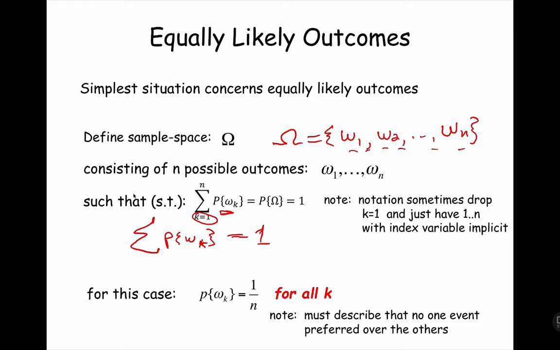Okay, in this particular case, if you have a bunch of equally likely outcomes, and there are n many of them, the probability, just by definition of the law of total probability, is equal to 1 over n. The probability of each one is equal to 1 over n. What this means is that no event is preferred over the other. So that's pretty straightforward to enumerate, count, and start thinking about probabilities for events in that case.